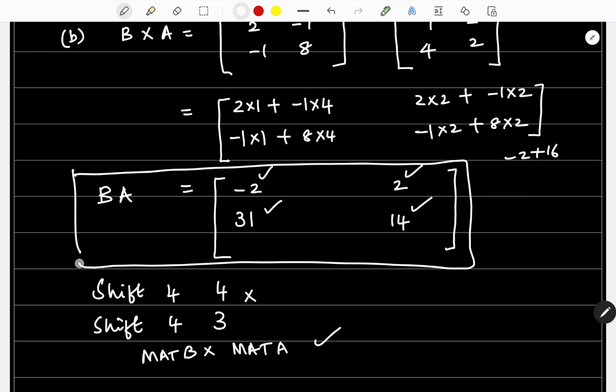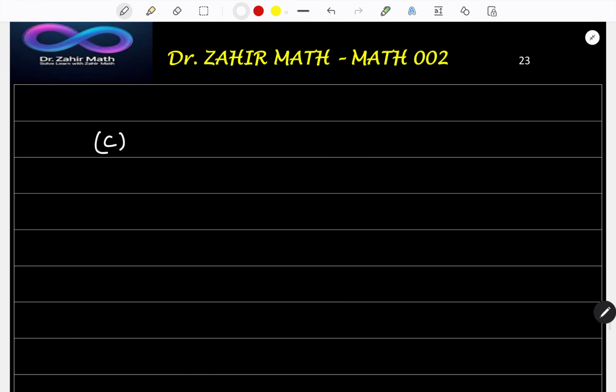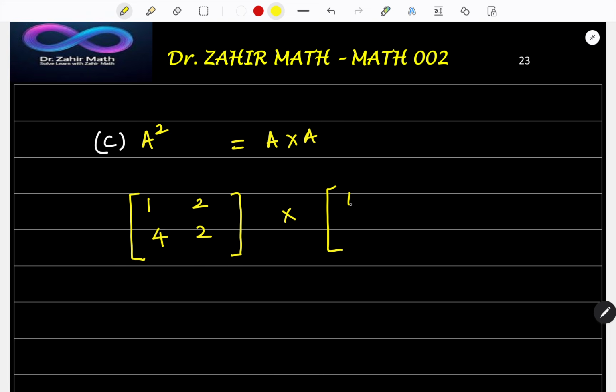So it's very simple. They are giving exercises with 2 by 2 matrix. It's so easy. It's not so difficult. Next we are going for the C question. What is the C question? A square. A square means what? I told you A multiply by A, right? So what is your A matrix? 1, 2 and then 4, 2. Multiply by again 1, 2, 4, 2, right?